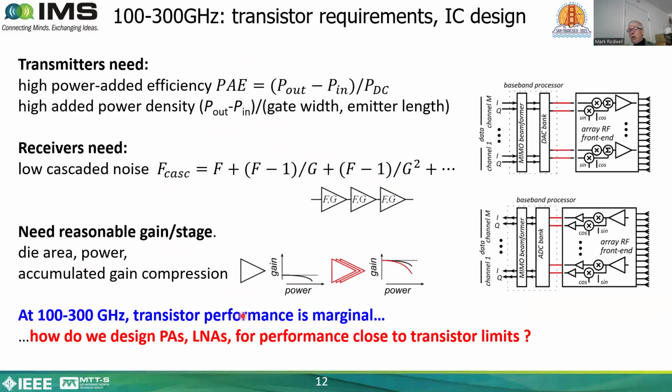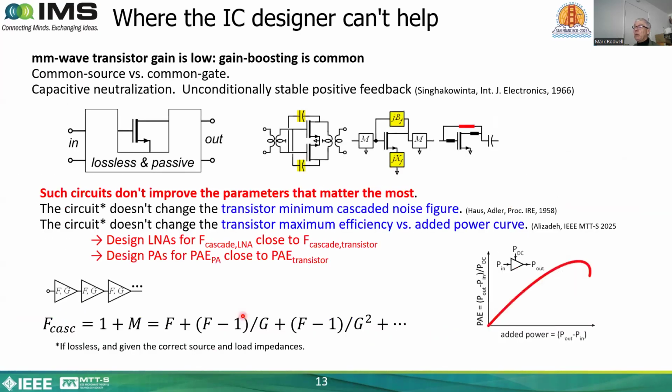Our gain per stage is low because we're working at a significant fraction of the transistor cutoff frequencies. It's really critical to understand that, because of this challenge, there's been a tremendous amount of work on enhancing the gain per stage of microwave and millimeter wave circuits using tricks like neutralization or Singh-Hacker-Winter's unconditionally stable positive feedback. Although we can increase the gain per stage, what we can't do is improve the fundamental noise performance or the fundamental output power and efficiency of the transistors themselves. These are bounded by fundamental limits.